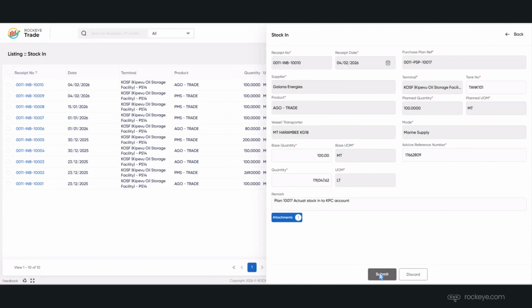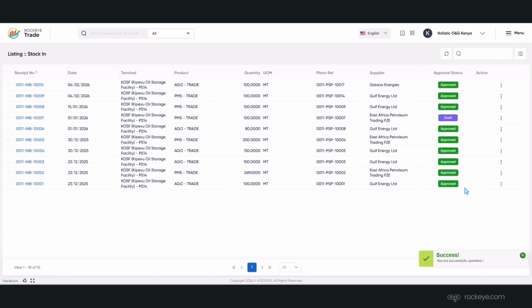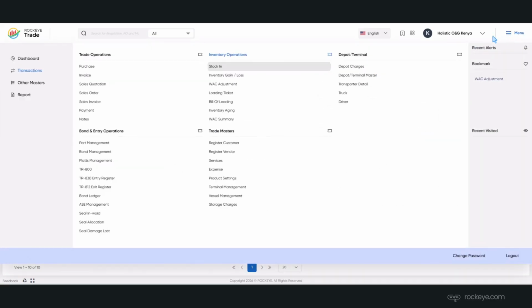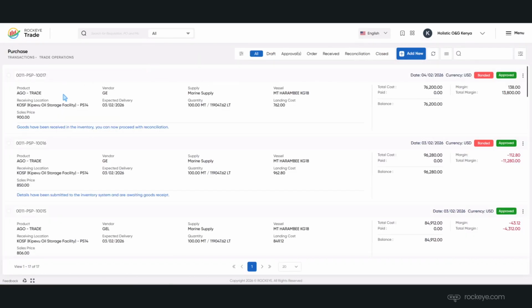Submitting the record finalizes the inventory increase and updates the terminal's real-time stock position for sales. This integrated workflow ensures procurement accuracy, maintains inventory integrity, and streamlines terminal operations for the business.